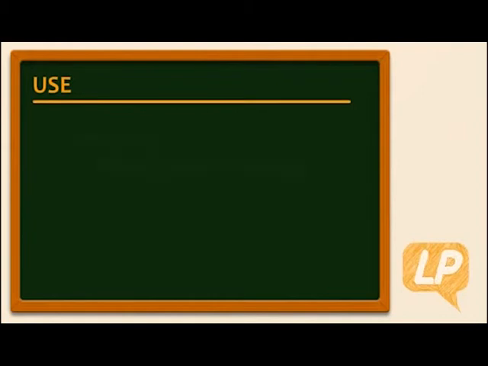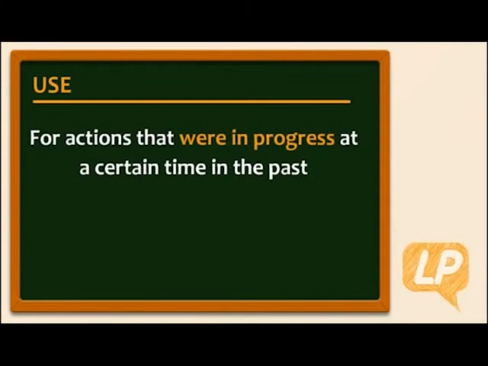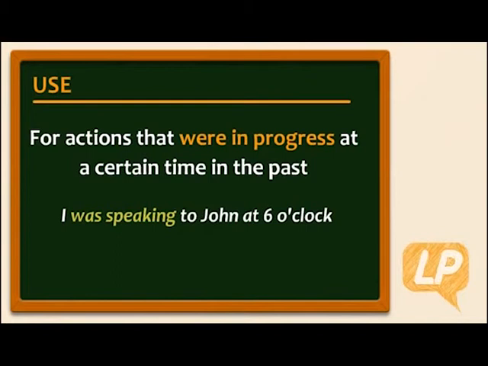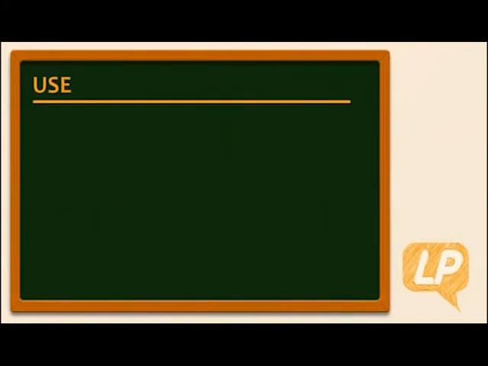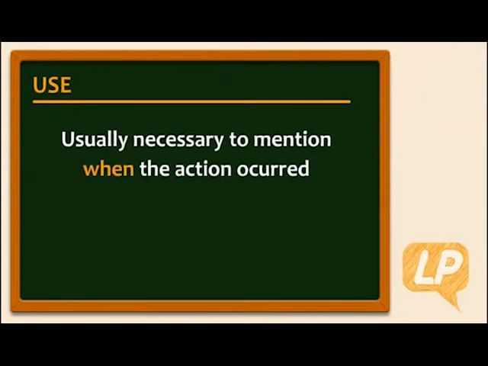We use the past continuous for actions that were in progress at a certain moment of time in the past. For example, I was speaking to John at 6 o'clock. When we use the past continuous, it is usually necessary to mention when the action occurred, like at 6 o'clock in the morning, etc.